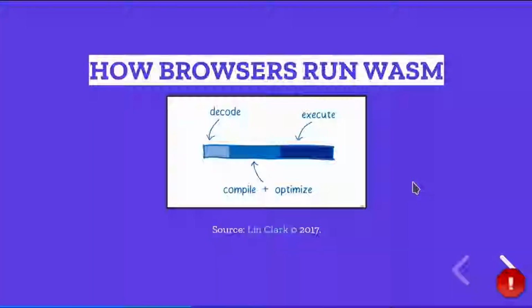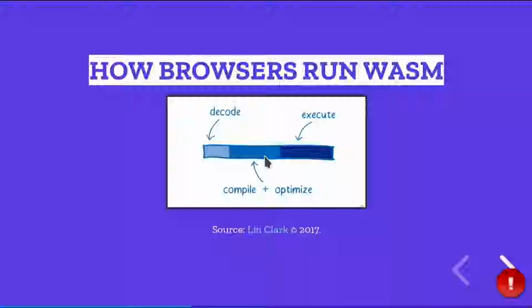Now, this is how browsers run WebAssembly. It involves fewer steps than JavaScript, so it will be a little bit faster. Since it's a binary format, it just reads the code and decodes the instruction. If, for example, the instruction is 0045, it will decode it, and okay, 45 is supposedly a multiplication. So it will execute that command.